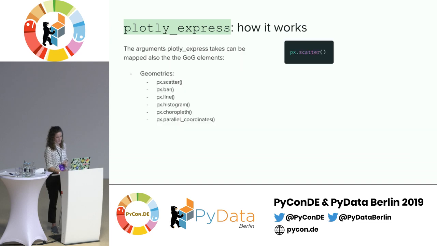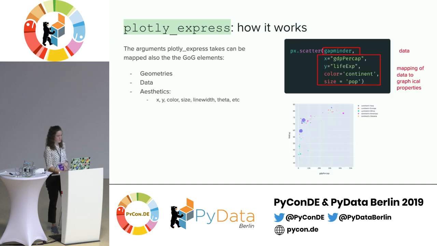So we start by defining our geometry. The first thing you have to choose is the geometry you want to plot. Geometries you can choose from are scatter, bar, choropleth, parallel coordinates, anything you want. There are a lot of different geometries. Then you put in your data as a parameter, and you specify the mapping of your aesthetics to the data in your data set.